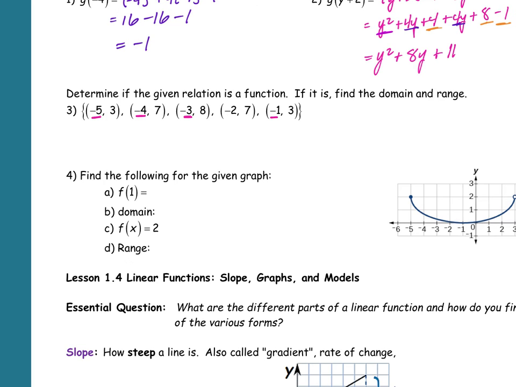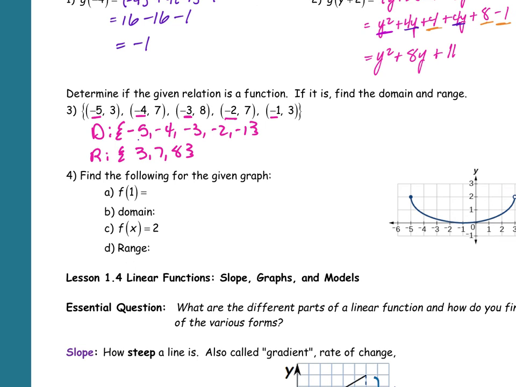So if it doesn't make sense, we can write out my domain and range, right? So my domain is, what is my domain? I'm using set notation, right? So the little curly brackets. And in order from least to greatest, so I've got negative 5, negative 4, negative 3, negative 2, and negative 1. And then my range goes from 3, 7, and 8.